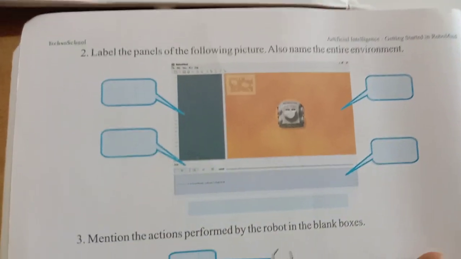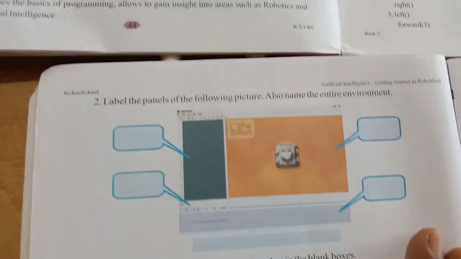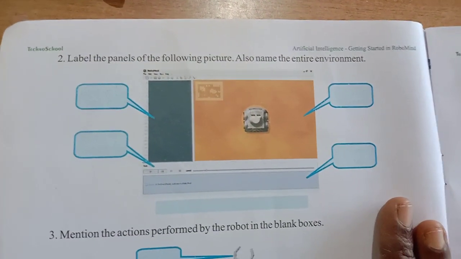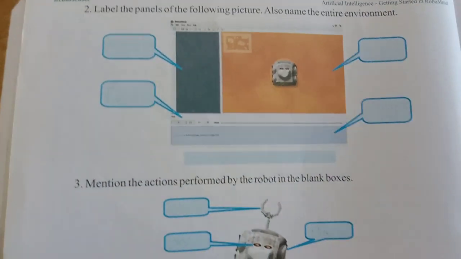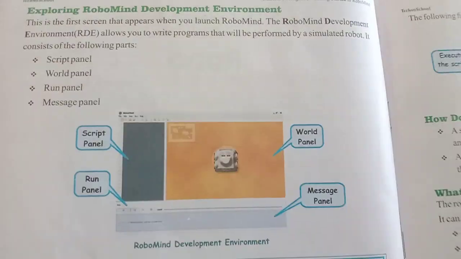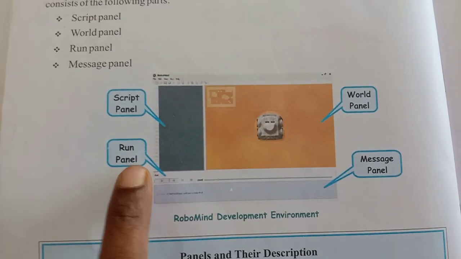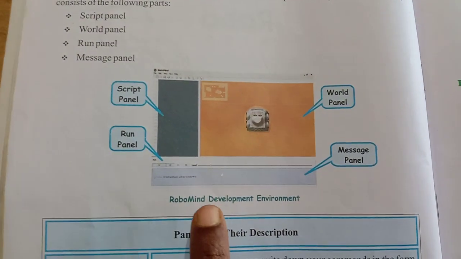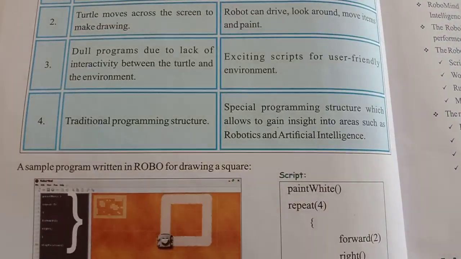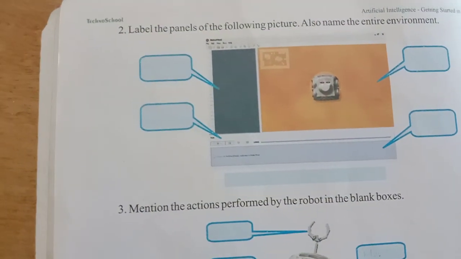Okay. Now, I am moving to the next page, that is page number 24. Label the panels of the following picture. Also, name the environment. We have this screenshot also here. Script panel, run panel, word panel, message panel. And the environment name is RoboMind Development Environment. Okay. Here I am writing the answers, children.